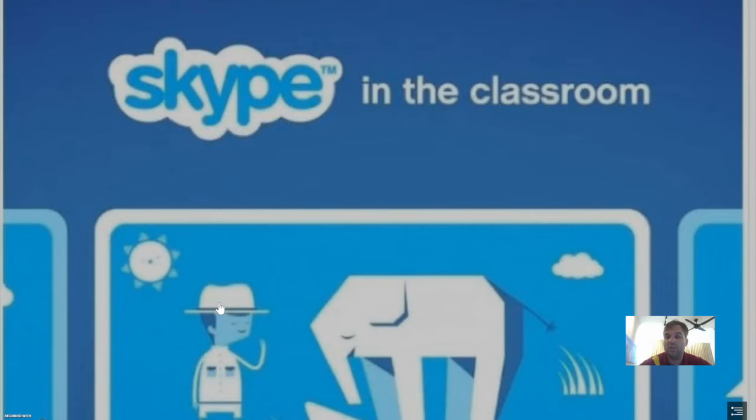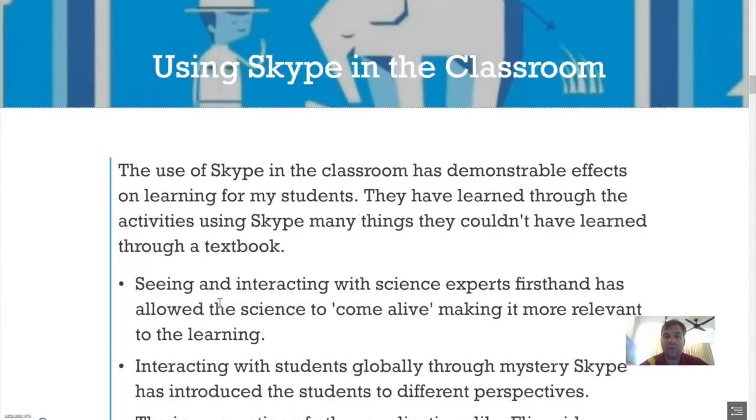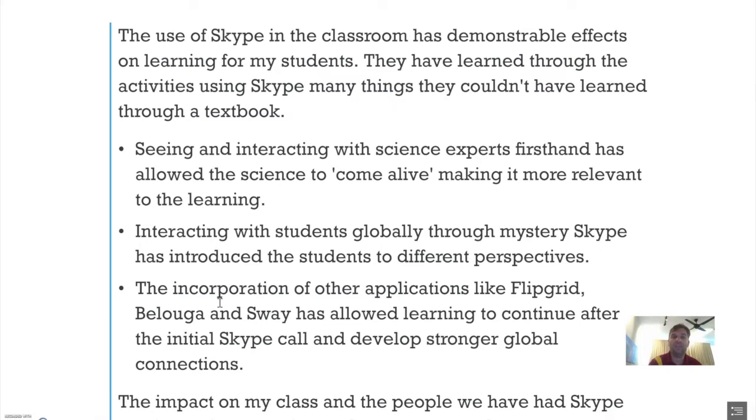So basically, I'm just going to introduce some ideas and tools that I've learned through the MIE expert program, which can be great for global collaboration, and showcase how I have used those tools to globally collaborate. The first one is Skype in the classroom. I've been able to see and interact with science experts firsthand, and it's allowed the science to come alive for my learners. I've also been able to interact globally with students through Mystery Skype, which I'll discuss more later, and it allows students to see different perspectives from their own. I've also incorporated applications like Flipgrid, Beluga, and Sway, which I got to know through the MIE Expert Program. So it's allowed me to go from the connection of the Mystery Skype to stronger global collaborations.